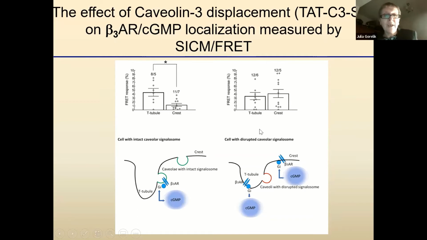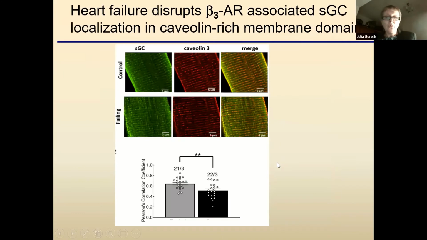signal in the crest. When we disturb the caveoli microdomain, we equalize the signal of cyclic GMP release between T-tubule and the crest. So we also check the signalosomes, and we stain with soluble guanylyl cyclase and caveolin-3 and see the differences in this complex during heart failure.